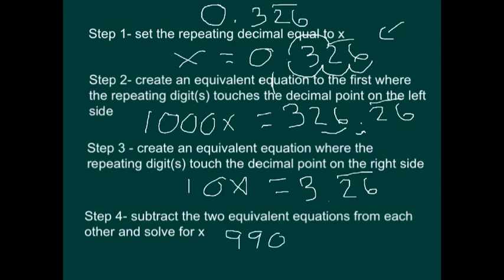Now I'm going to subtract the two equivalent equations from each other, so 1,000 minus 10 is 990x, and 326.26 minus 3.26 equals 323. Now I'm going to divide both sides by 990, smushed in there at the bottom.